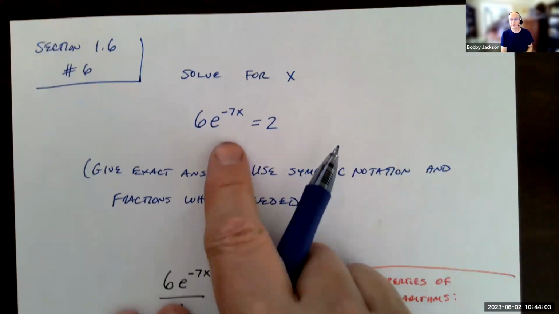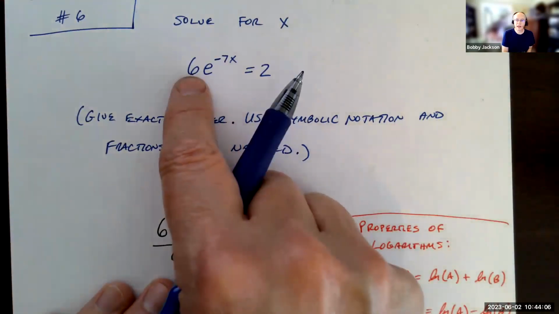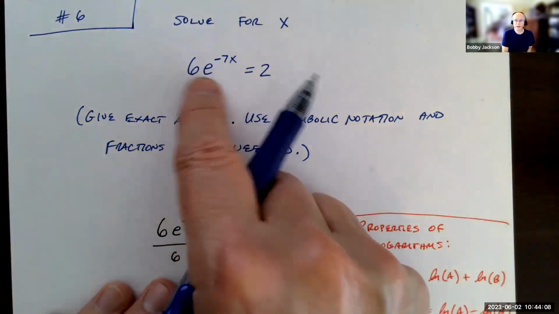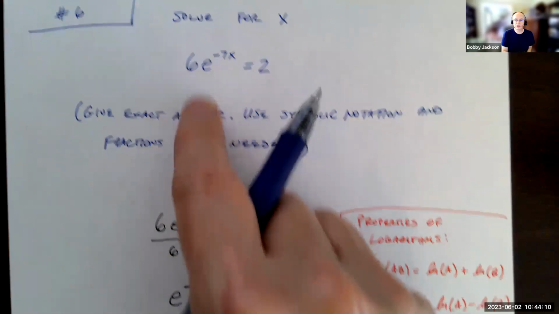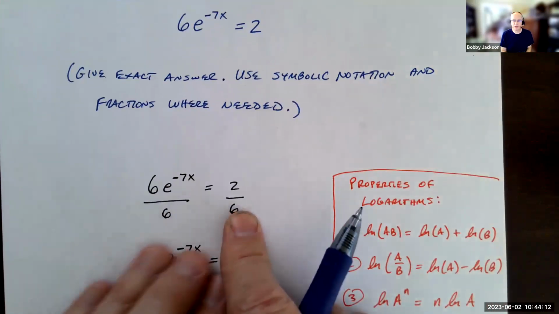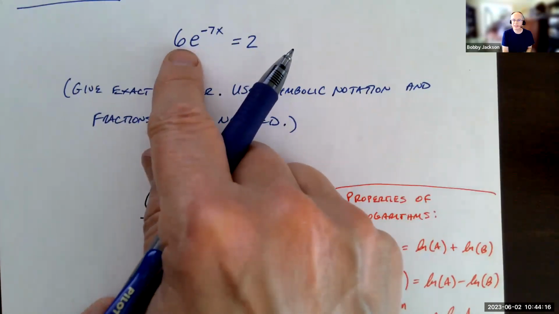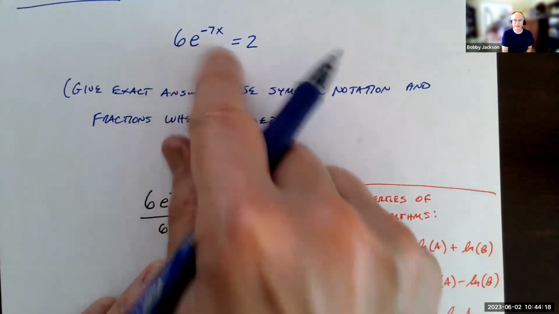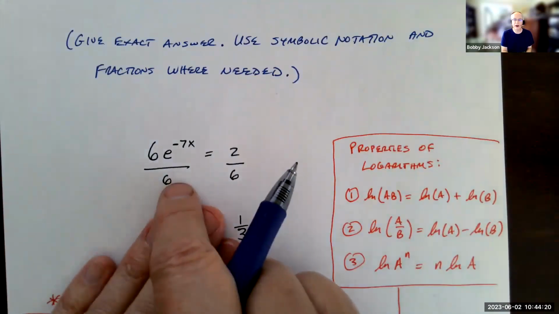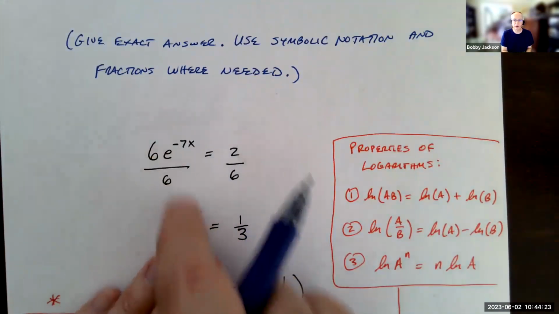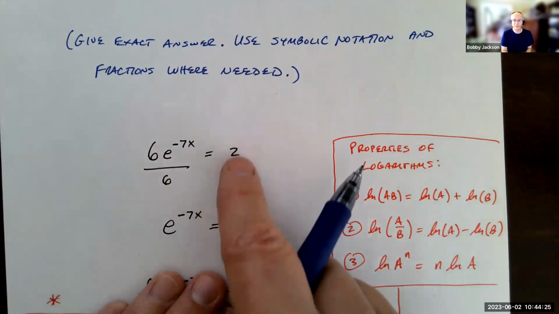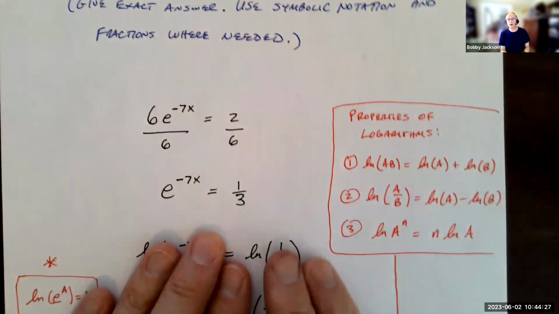So how do I isolate this expression? I need to get rid of the 6. Remember, I'm multiplying by 6. So how do I undo multiplication? By dividing. Okay, please do not subtract 6 from both sides. You can't subtract 6 from 6 times e to the negative 7x and get anything. Okay, we have to divide by 6. 6 divided by 6 is 1. I just have e to the negative 7x. 2 divided by 6 is just 1/3, right?